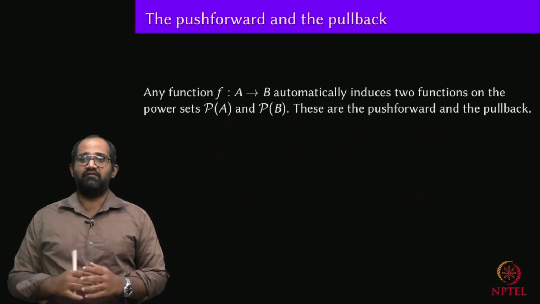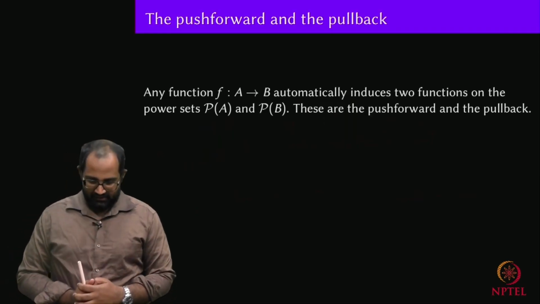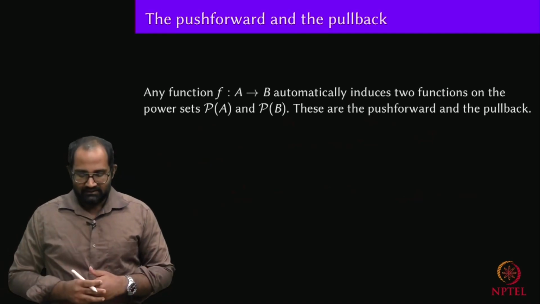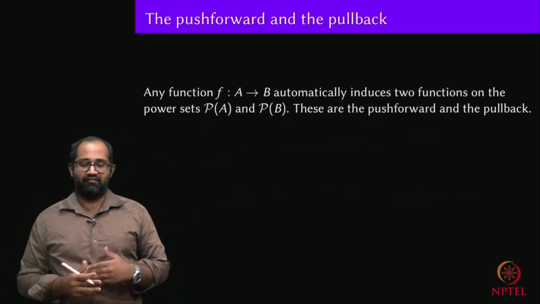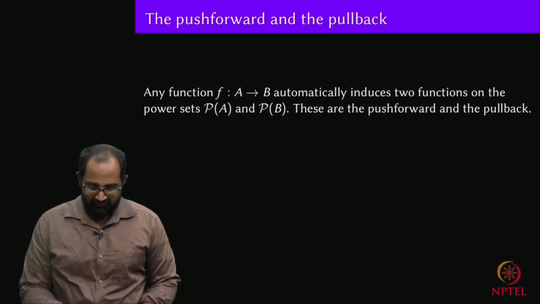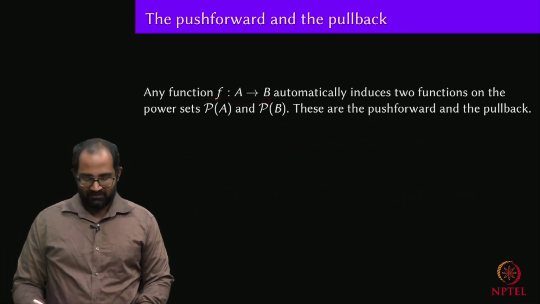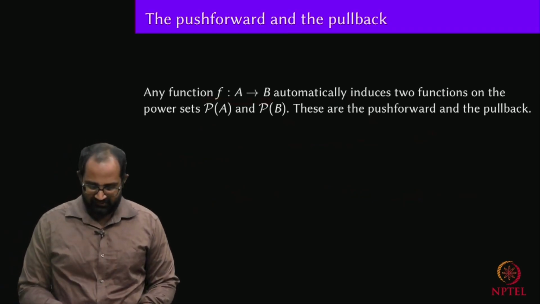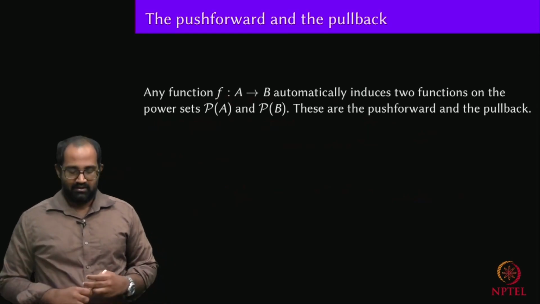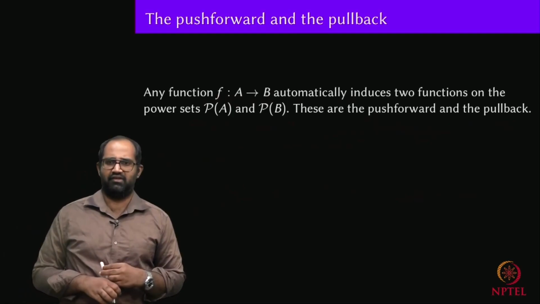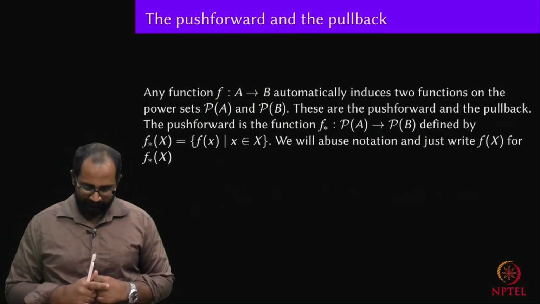Now that we have defined the power set, we can define the push forward and pull back. These are operations defined on the power sets of A and B. So, start with the function f from A to B. This induces 2 functions on the power sets P of A and P of B. These are called the push forward and the pull back, and the names are extremely self descriptive. We will see what they are.